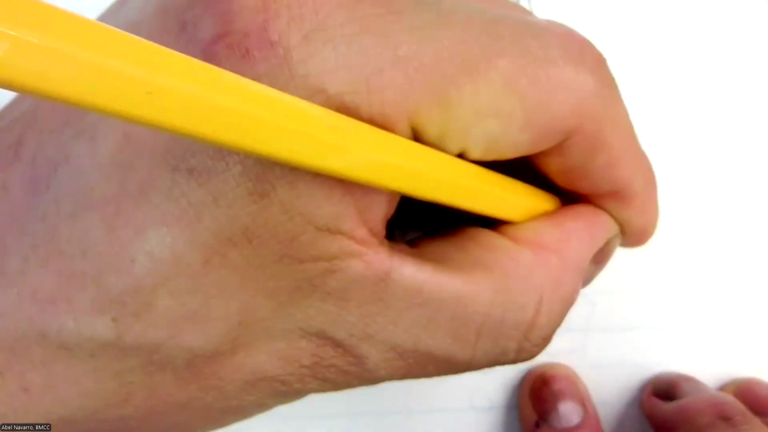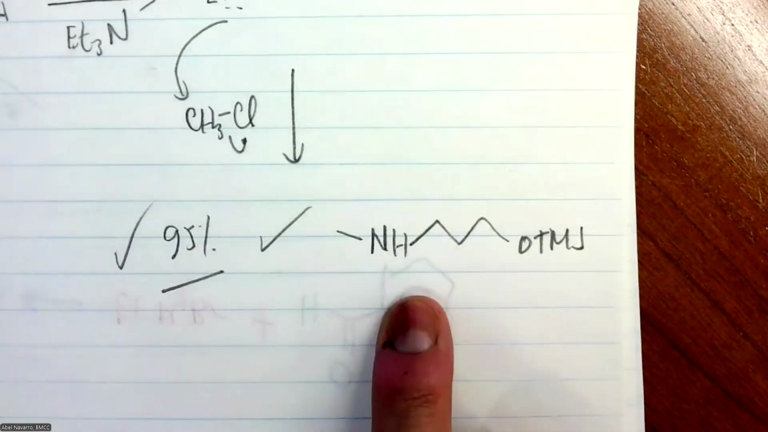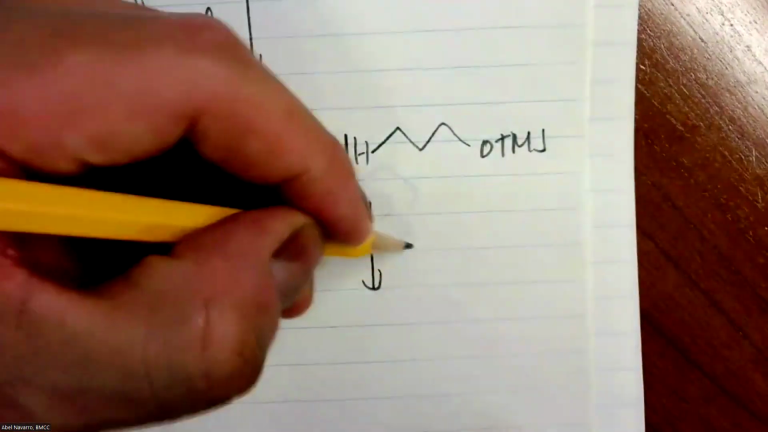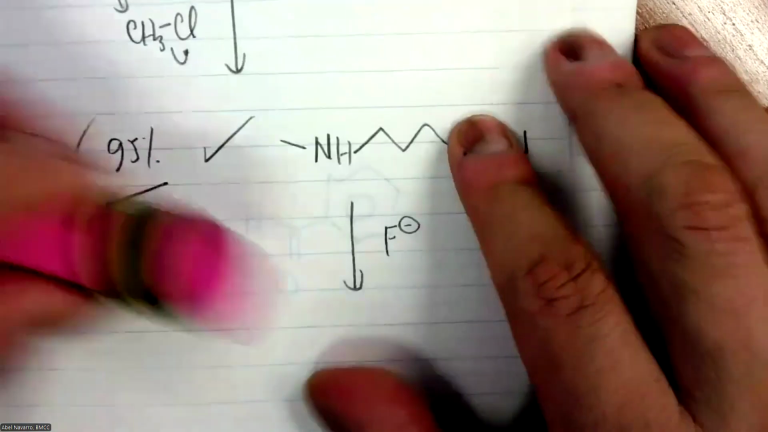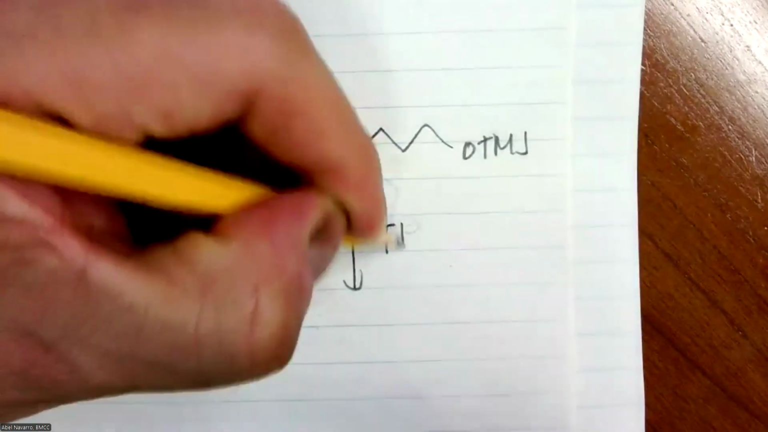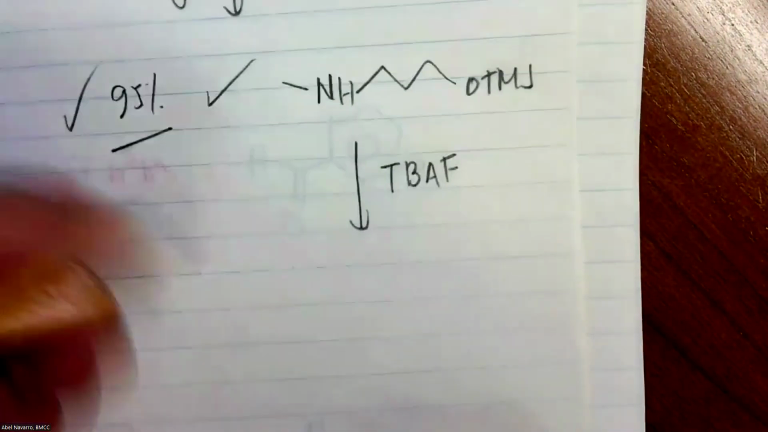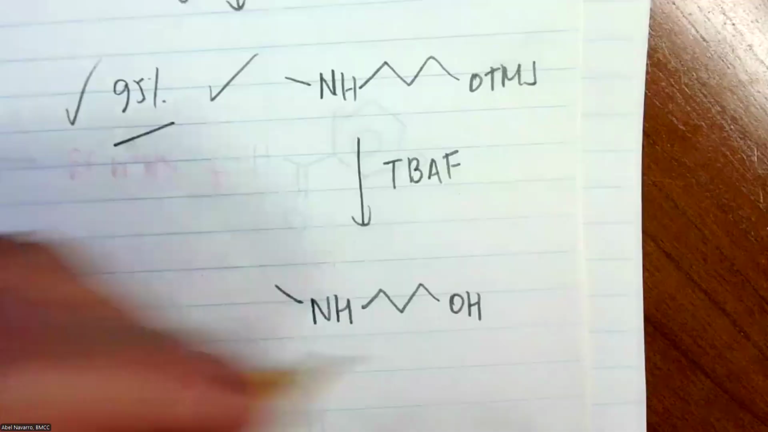NH, that's the product. You add it once, right? The methyl was added, and then you deprotect it with F minus. I think it was TBAF, tetrabutylammonium fluoride. TBAF, and then it deprotects it, and you get the OH.